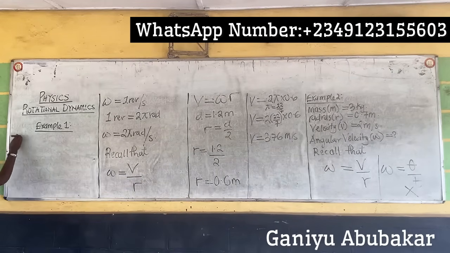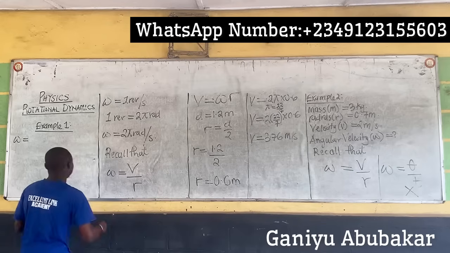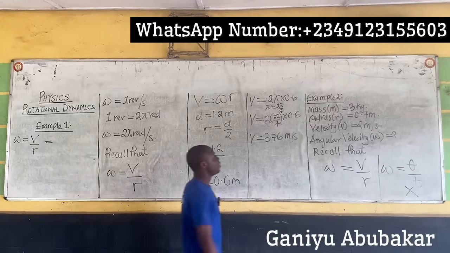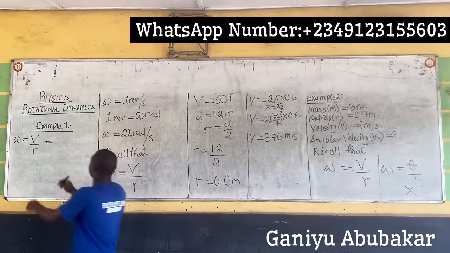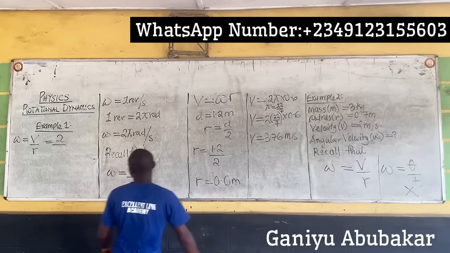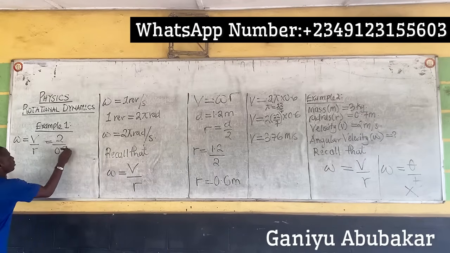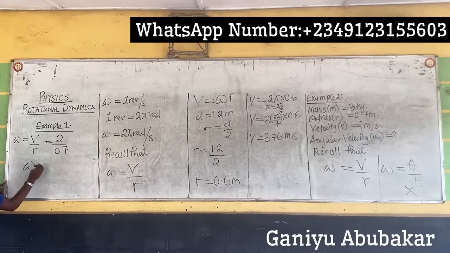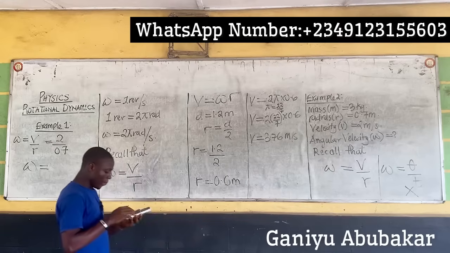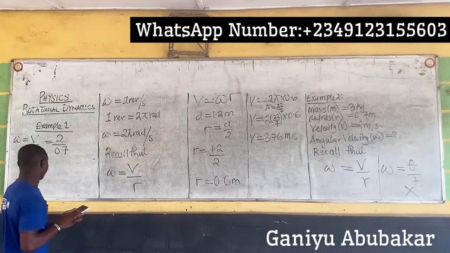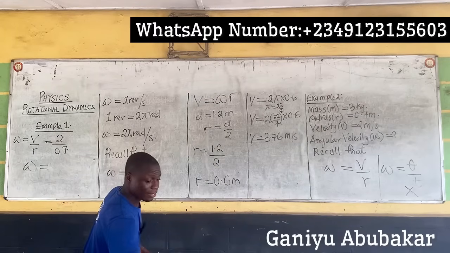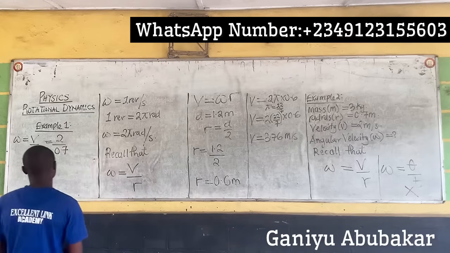So omega is equal to v over r. What's v? You said v is 2 meters. That's 2, v is 2 meters all over. What's r? r is 0.7. Divide 2 by 0.7. Omega, which is angular velocity, should be equal to, if I punch my calculator, 2 divided by 0.7, I have about 2.85.